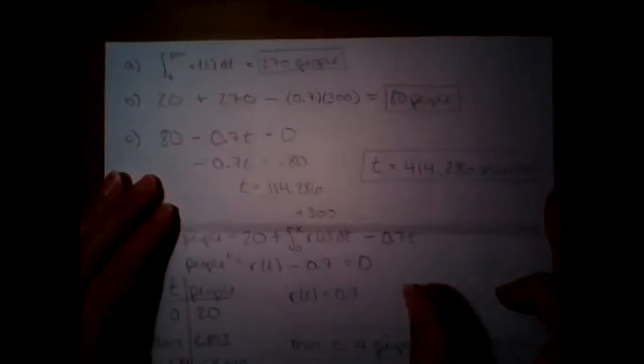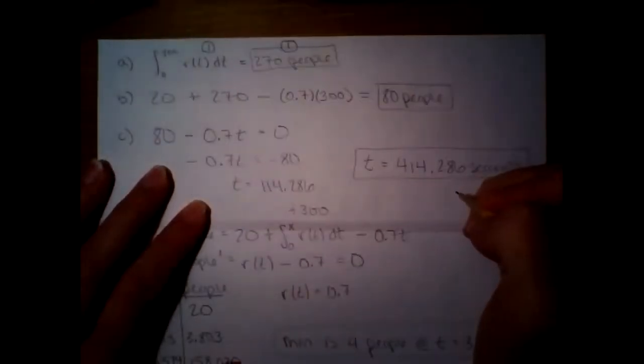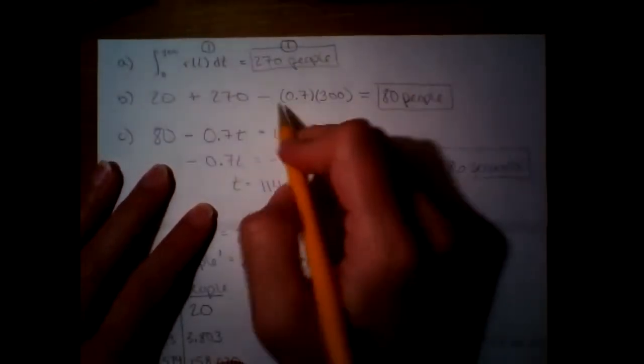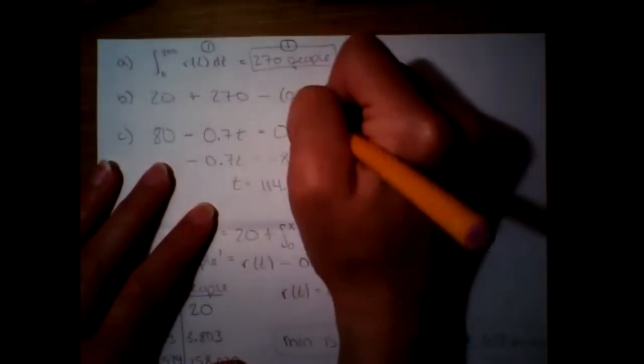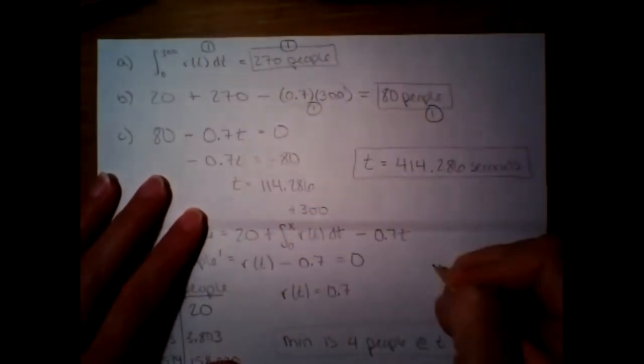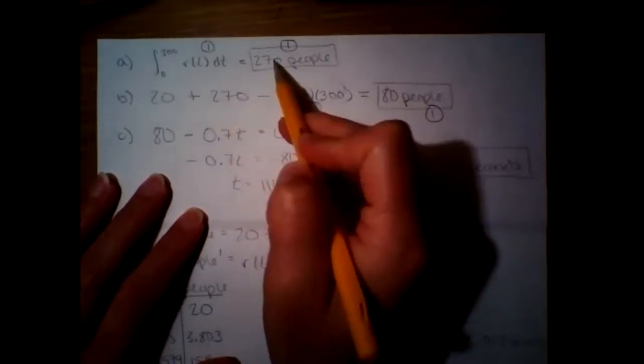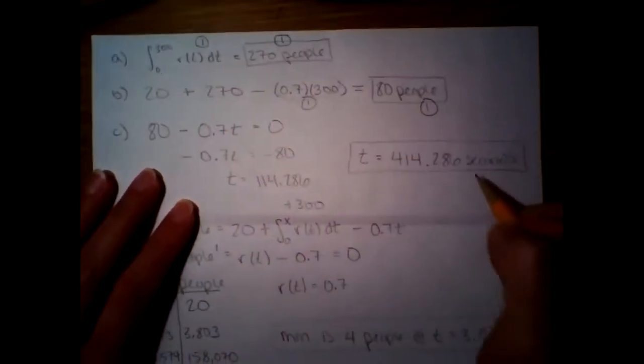All right, so for the first one, and I'm sorry I forgot to go over this in that video. So for this, you get a point for setting up this integral and a point for the answer, 270 people. Here, you get a point for subtracting off the people that are leaving. They made it a point for that, and then a point for the answer, because you already did this in part A, so I think that's why they put the point there.